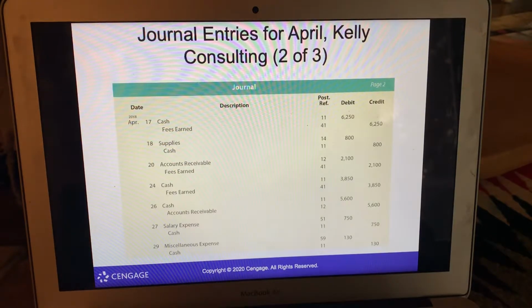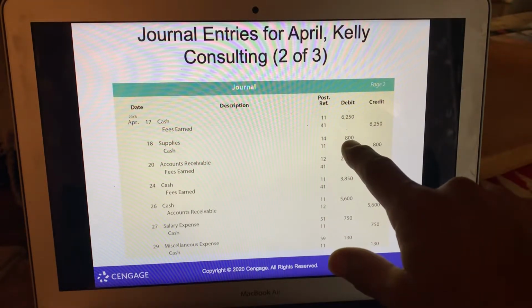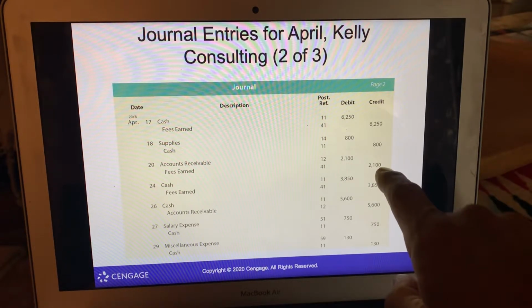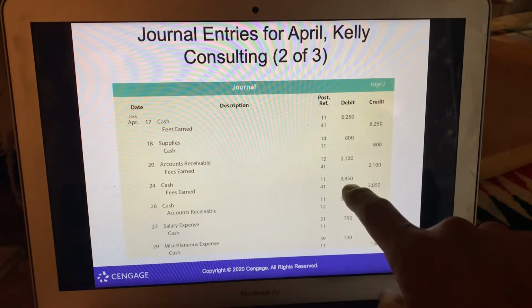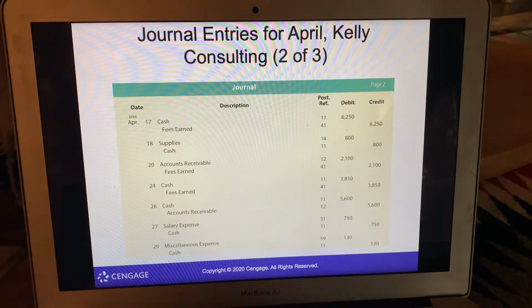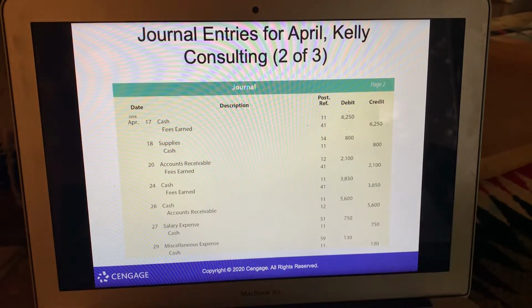And then let's see. Journal entries again, cash, looks like we received cash for fees earned. Right here we bought some supplies and paid cash. Right here we did earn fees, but we put it on credit, so it's accounts receivable. This one we received cash, got paid with cash for fees that we did. And then for this one, we received cash on account, so there must have been a balance in accounts receivable. And then right here we paid salaries of $750, and then miscellaneous expenses were paid with our cash account.